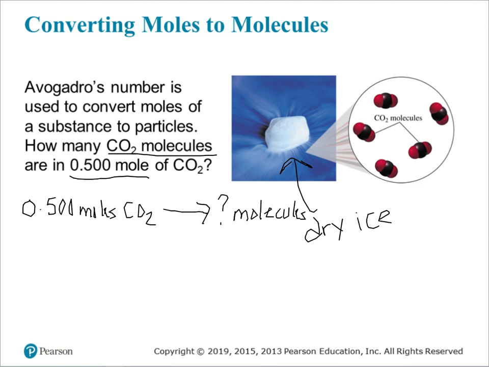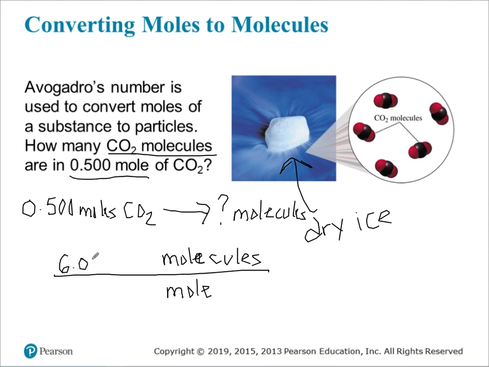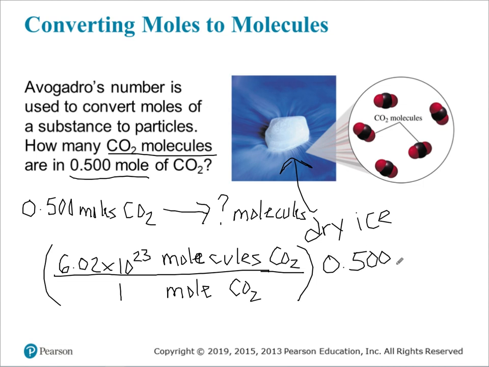We need a conversion factor. What we want is molecules at the end of the day. What we already have is moles. So that means our conversion factor needs to have Avogadro's number at the top and then moles at the bottom. You take that conversion factor and you multiply by the number of moles that we have. And we have 0.5 moles of CO2.